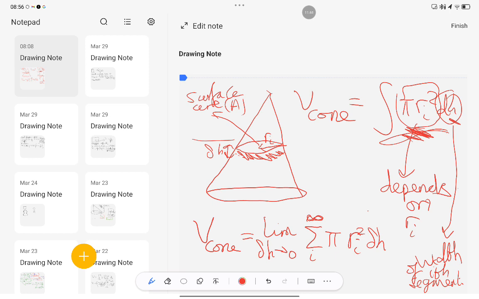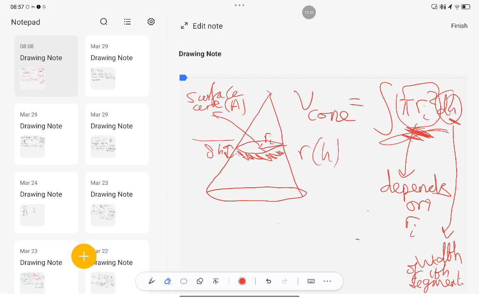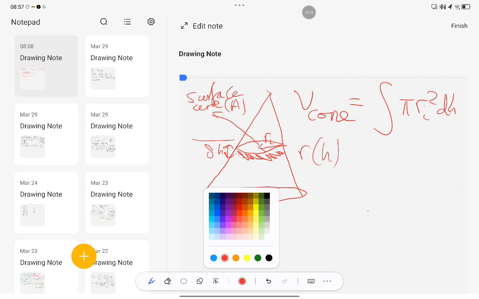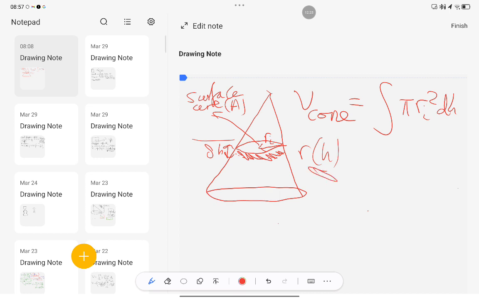So what we would really like to do in order to evaluate this integral to find the volume of our cone is rewrite r in terms of h. So we want to find essentially this function, r is a function of h. And that's what we're going to do now. So I'm going to leave the integral we're trying to solve, and we'll try to find what this r(h) is.